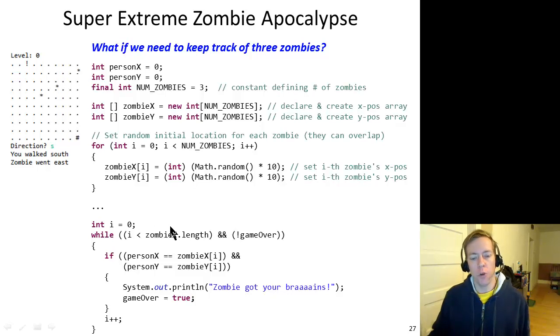Instead of having a really big long if statement, I created a loop that goes through all the index positions of the zombies and looks for collisions against any of them. If you hit any zombie, then the game is over, and this exits.